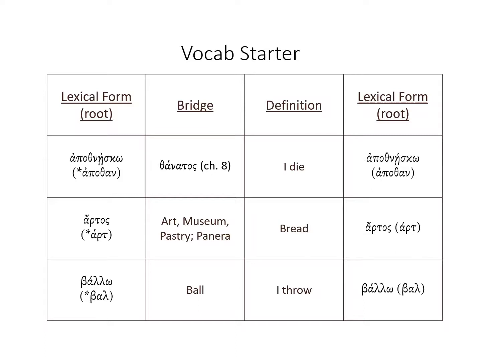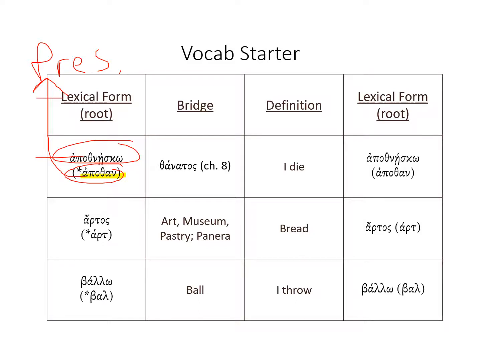Our vocab starter, again, continue to think about the relationship between the root and then the stem here with the present. And again, here the lexical form is always the present. So we'll want to continue to think about that, even though the root may look different. From the root to the present, there are regularly marks of distinction, and that's what we have with apethanon and apothnesko.